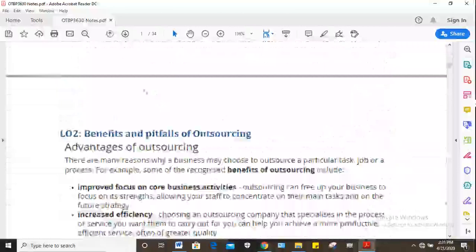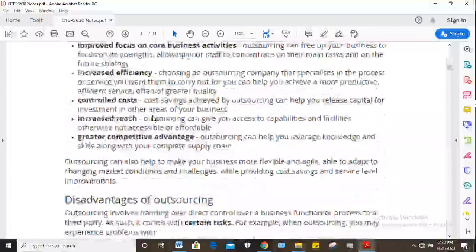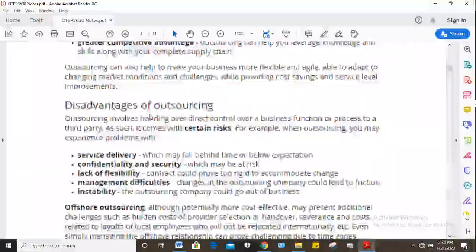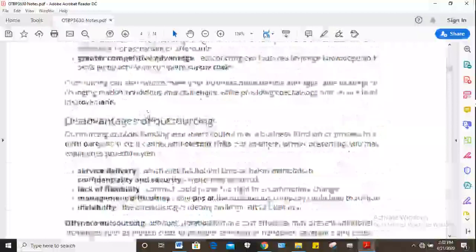We have done this many times. It was both in the assignment and also in the semester test. So I wouldn't spend much time on this, but it's important to understand that there are disadvantages and advantages of outsourcing, or what we call pros and cons. It's the same thing, referring to the issues regarding outsourcing.